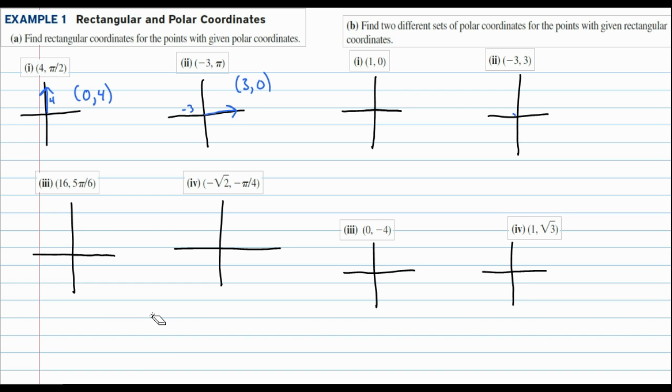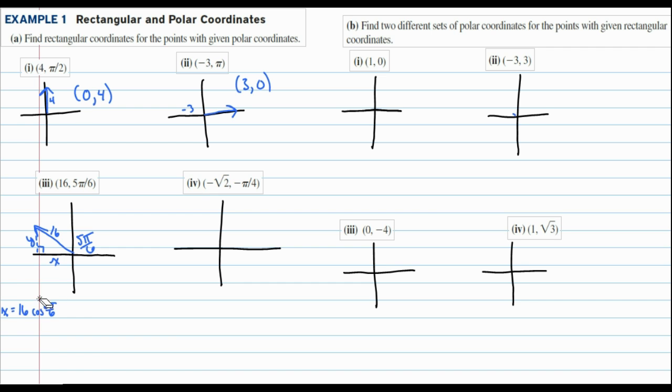Now number 3 isn't so simple. It's not straight on an axis like 1 and 2 were. Number 3 is 16 comma 5 pi over 6. So I have to rotate 5 pi over 6, not quite half a circle, and then go 16 units away from the origin. So that's right here. Now we can't just say, oh, that's 0 comma 16 or negative whatever comma 16, because it's not. 16 is the hypotenuse. We do know a reference angle here, so I can use some trig to help me find the x and the y coordinate.